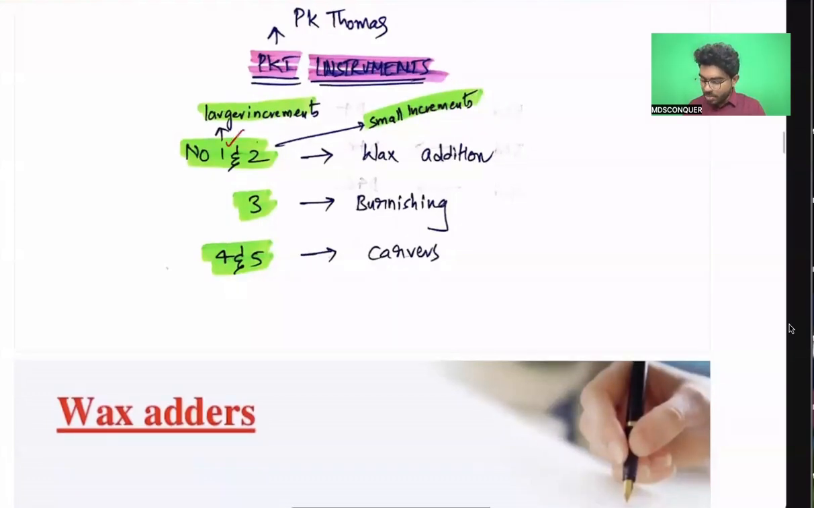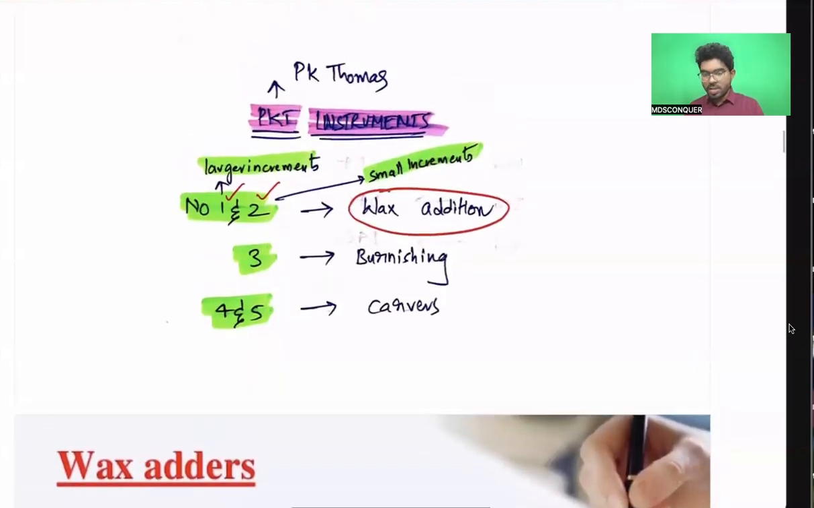So the 1 and 2 instruments are basically useful for adding of wax. 1 is useful for larger increments of adding, 2 is useful for smaller increments of adding, and 3 is useful for burnishing, and 4, 5 are basically useful for carvers. Okay, so these are PKT instruments.